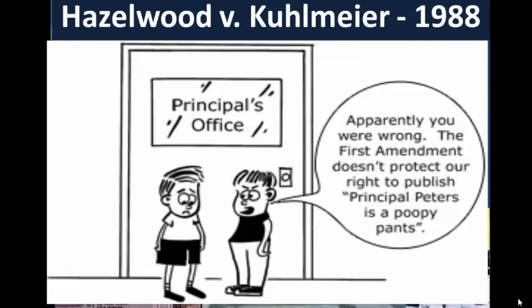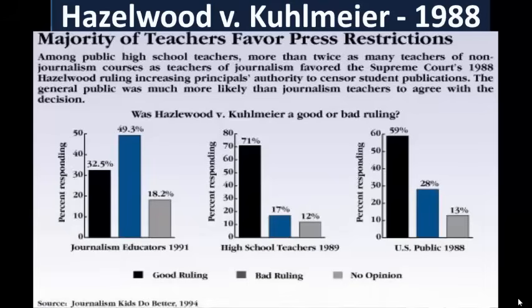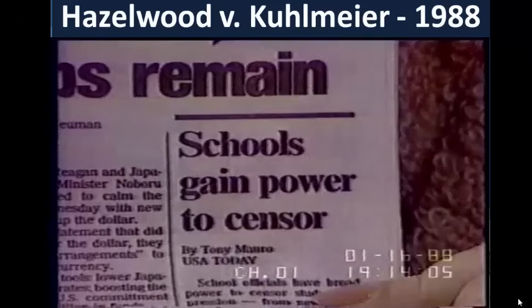Now, Hazelwood versus Kuhlmeier further established the precedent that students' rights at school were not unrestricted in the ways that adults' are in the real world. With this case, the court seemed to want to give the schools back some of the powers to limit juvenile rights in favor of maintaining an environment that's focused on learning.